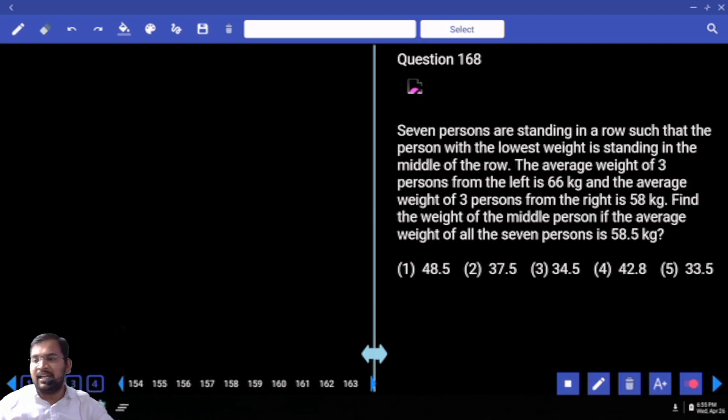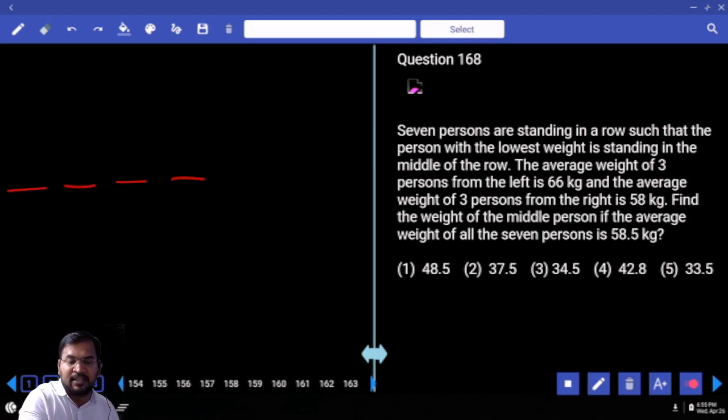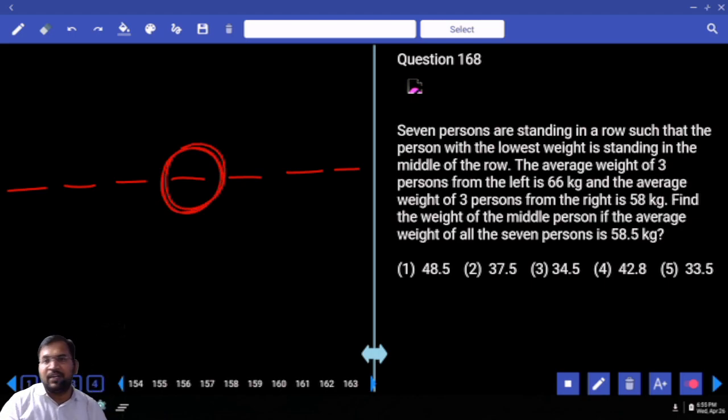7 persons are standing in a row such that the person with the lowest weight is standing in the middle of the row. The average weight of the 3 persons from the left is 66 kg and the average weight of the 3 persons from the right is 58 kg. Find the weight of the middle person if the average weight of all 7 persons is 58.5. Total 7 persons are there. The lowest person is standing in the middle, so we need to find that person's weight. All of you clear?